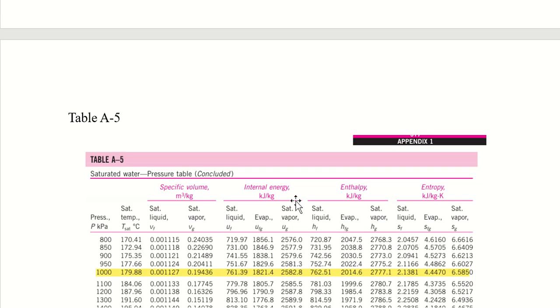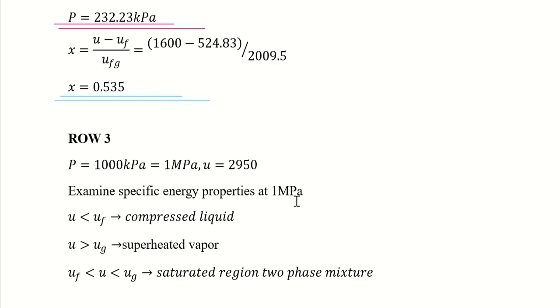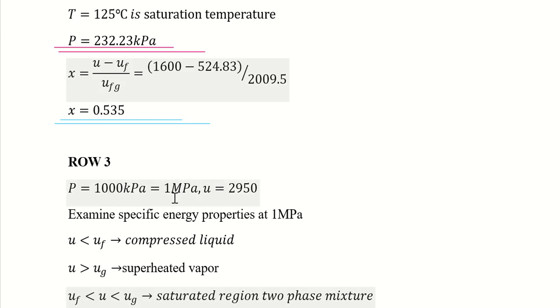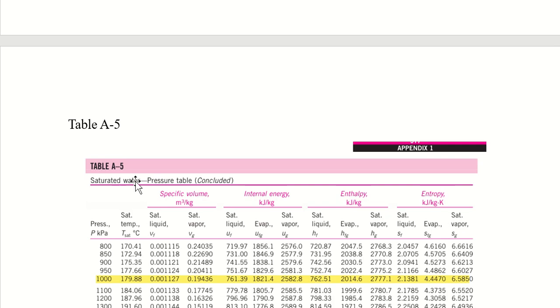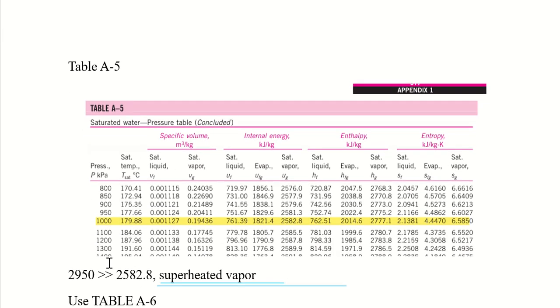So we go to table A5. And by now you should know why we're using table A5. We're using table A5 because we have been given pressure, and this is a pressure table. We've been given 1,000 kilopascals, and it's right here. And now you get the value of your internal energy, which is, what is it? Internal energy. It's right here. You see?